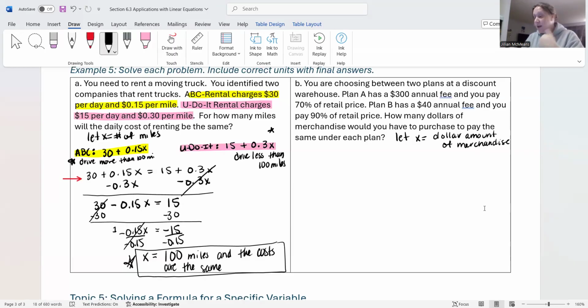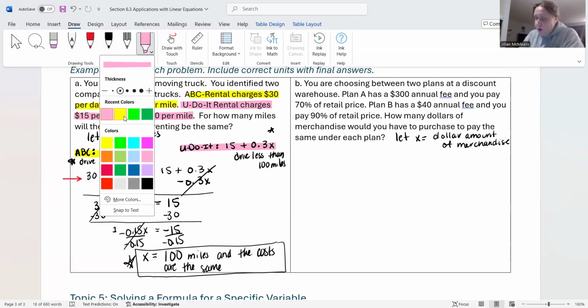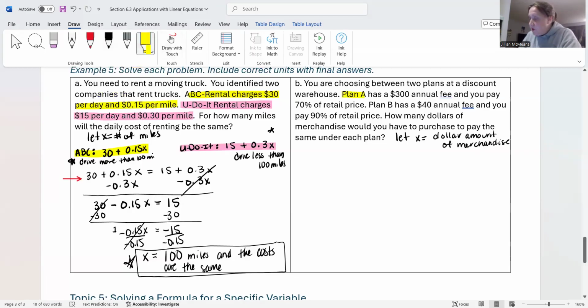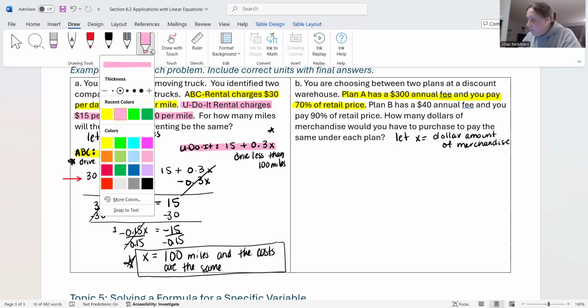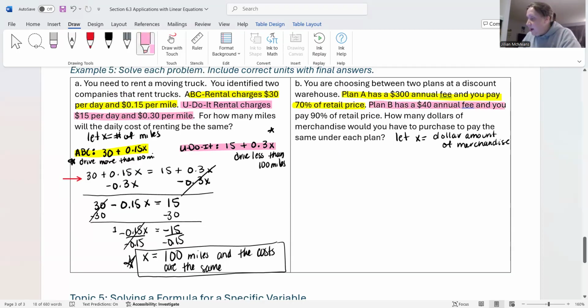Okay, so let's go ahead and highlight some stuff. So let's do yellow for Plan A. So Plan A charges you $300 a year, but then you only pay 70% of the retail price, which is like a 30% discount. And then Plan B has a $40 annual fee, but you pay 90% of the retail price, which means it's only a 10% discount. So how much money would you have to spend for these two to cost exactly the same? And that can then help you decide which one's going to be the better financial fit for you.